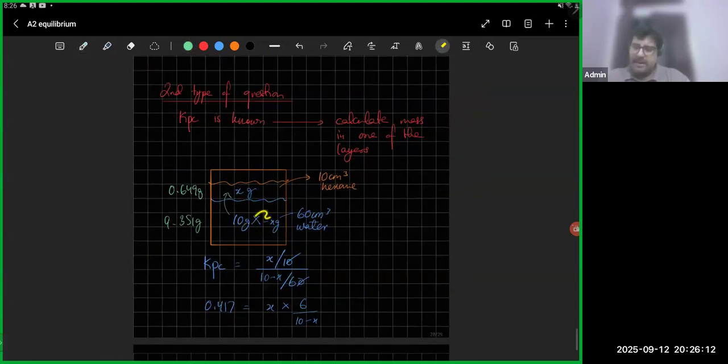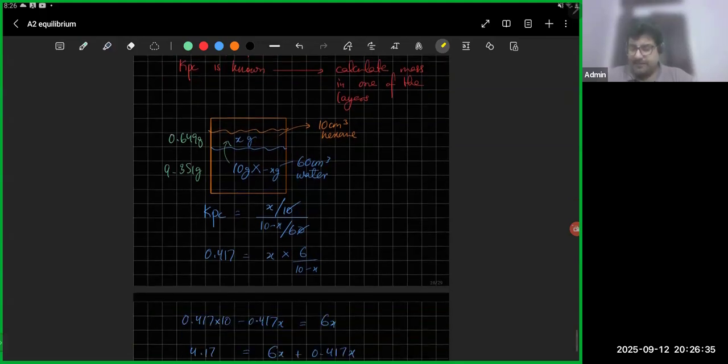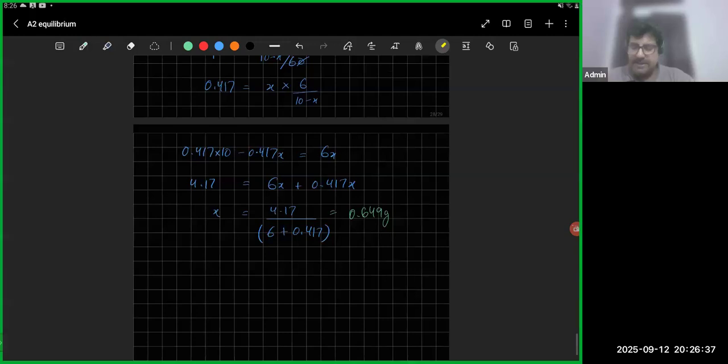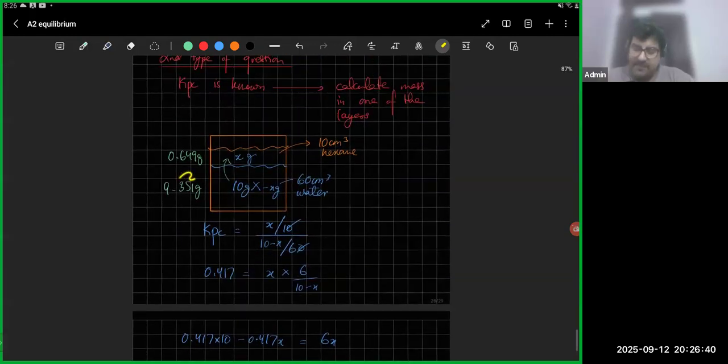So remember, I had 10 grams of x in 60 cm cube water. Now I assume that x grams travel to the other layer. So there it became x, and here it became 10 minus x. And then I use the partition coefficient expression, which is x divided by 10 and 10 minus x divided by 60, right? And the KPC value I already had. I solved for x and I got 0.649 grams. Okay, that means at the end of the day, 9.35 grams of the solute will be in this layer and 0.649 grams of solute will be in the other layer. Is this clear? Yes.